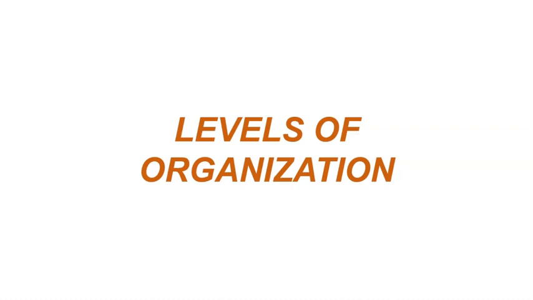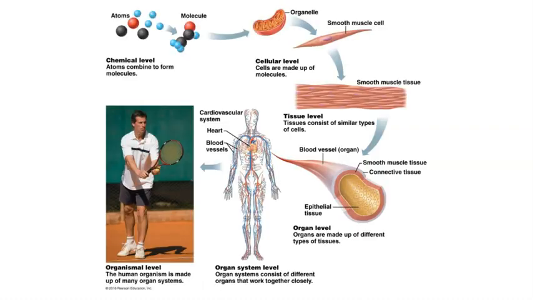So we will continue Module 1 by examining the levels of structural organization. There are 6 levels of structural organization within the human body. From smallest to largest, they are the chemical level, the cellular level, the tissue level, the organ level, the organ system level, and finally the organismal level. In this module, we're going to examine all 6 of these levels of organization. However, within this segment, we'll specifically focus on the chemical level of organization.